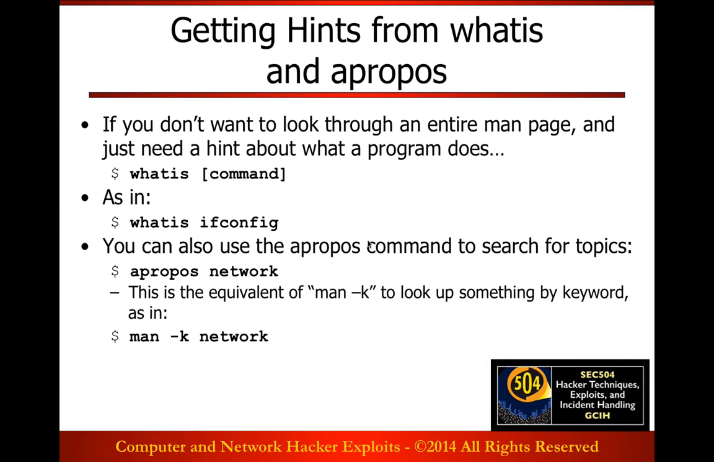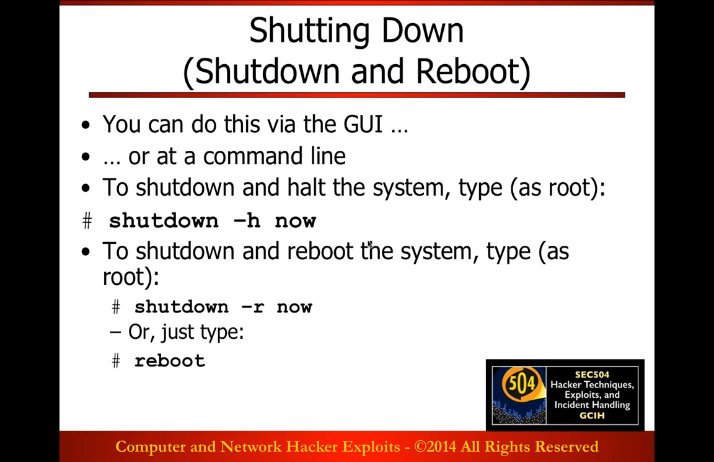Now, if you just want a quick hint, what does something do? You can use whatis and the command, and it'll give you just a quick update on what that particular program does instead of giving you the entire man page. The other thing you can do is try to find every single command that is associated with a particular topic, like networking. So you can use apropos network, and it'll bring back any of the programs that have networking in the description, or you can use man -k.